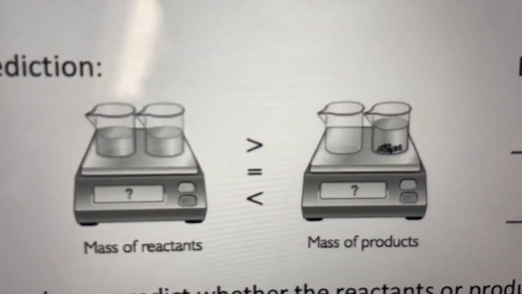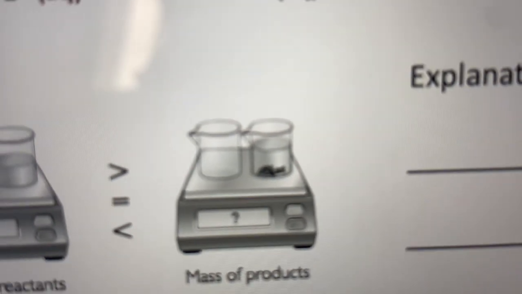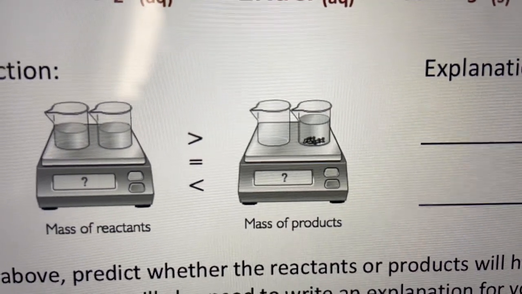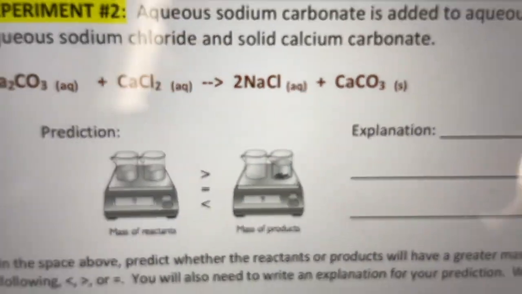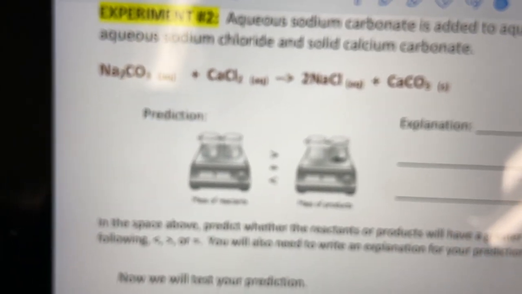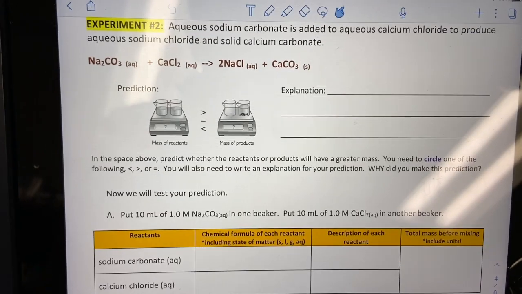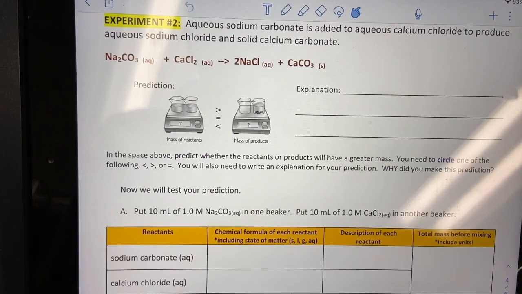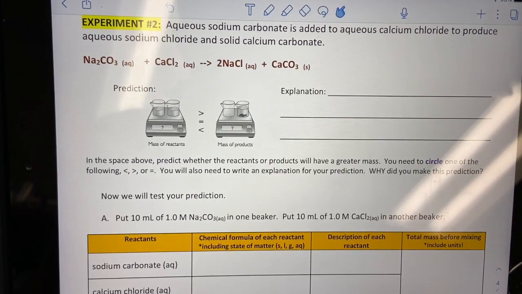You can see in the products that in one of the beakers, you have like these little pebbles or something solid that looks like it's at the bottom of one of these beakers. So what you guys need to do first is to predict which one will have a greater mass. Will it be the mass of the reactants or the mass of the products?